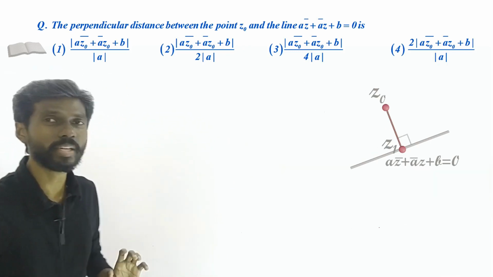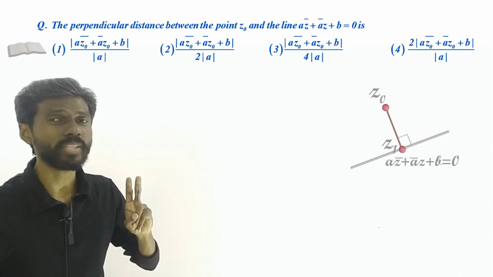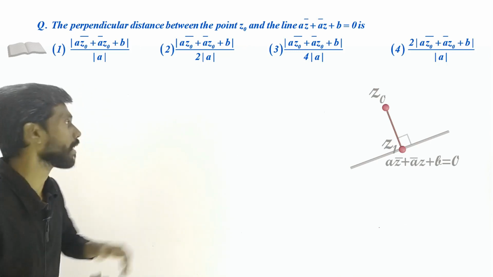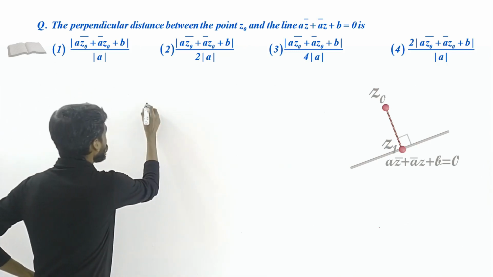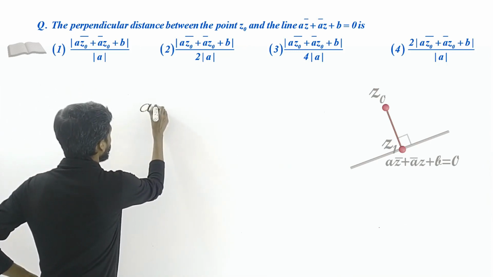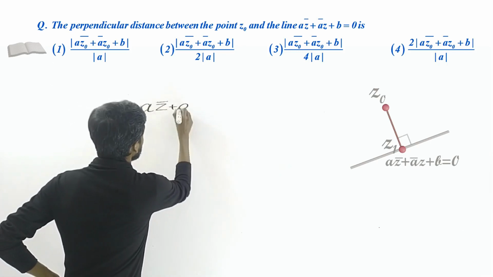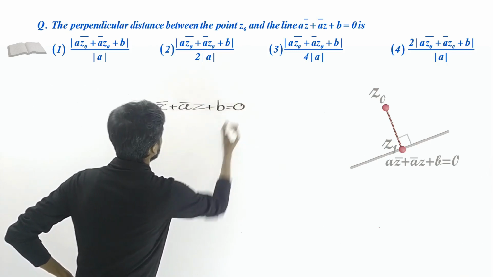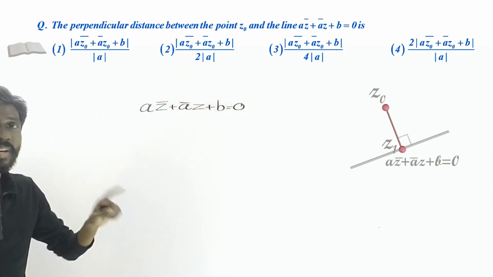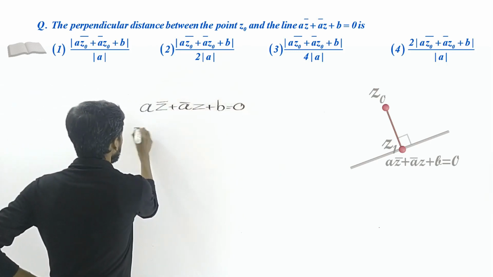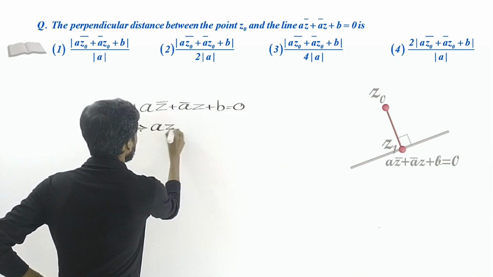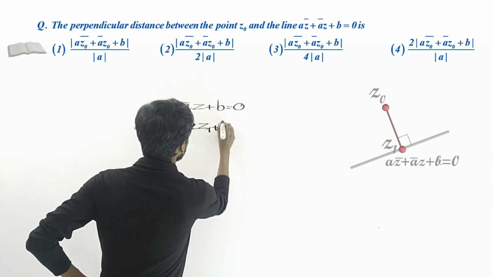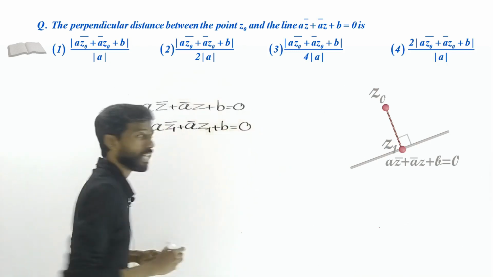Okay, how to find the point z1? This z1 satisfies 2 conditions. First of all, z1 lies on the line. So z1 will lie on the line. That means it will satisfy the equation of the line. So a z bar plus a bar z plus b equals 0. Okay, this is the equation of the line. z1 lies on the line, so z1 will satisfy the equation of the line. So a z1 bar plus a bar z1 plus b equals 0. So that is one condition.